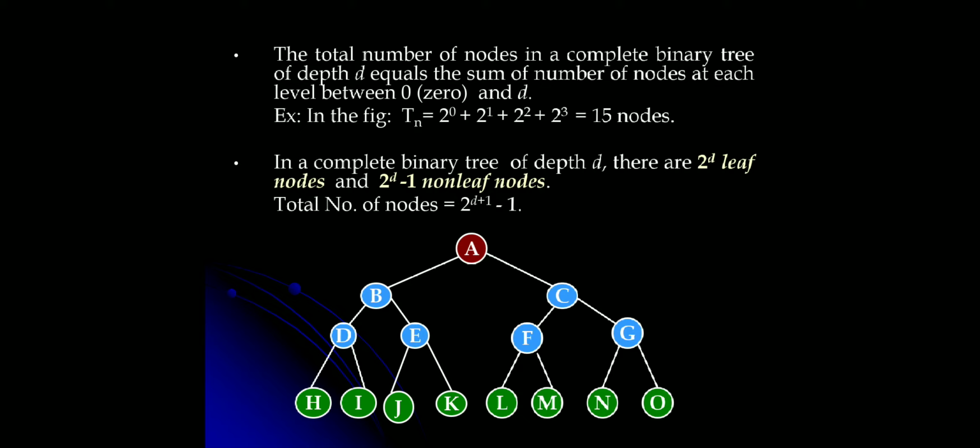So how many leaf nodes are there? 2 to the power of 3 leaf nodes. That means 8 leaf nodes which are at depth 3. You can make a count. And 2 to the power of d minus 1: here depth is 3, so 2 raised to 3 minus 1 non-leaf nodes you are finding. So 2 raised to 3 minus 1 means it is 7. You can observe the non-leaf nodes are 7.